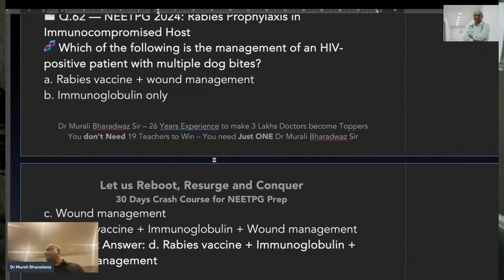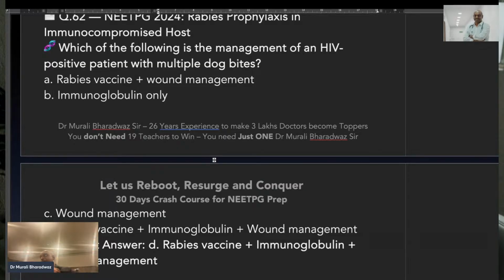So always remember, hepatitis B and rabies are special: live vaccine plus immunoglobulin are given together. Generally we don't give them together anywhere else, only in these two. So what is the difference between passive immunity and active immunity?